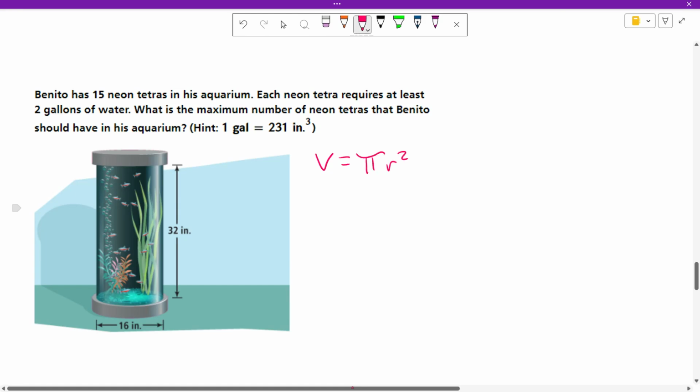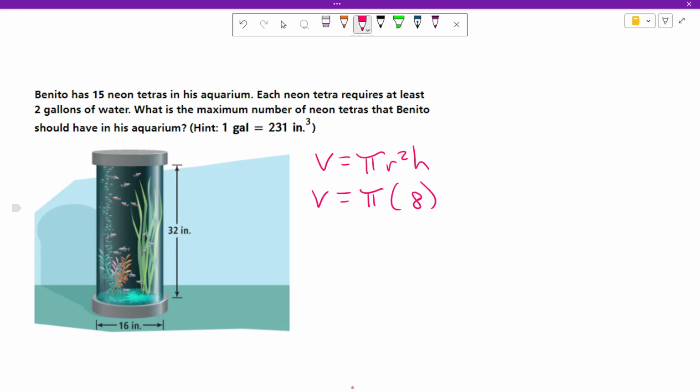Volume is pi r squared h. What's the radius? 8. And the height is 32. So take pi times 8 squared times 32. And press the pi button this time again, because the gallons of water isn't in terms of pi, so you need to press the pi button. What's the volume?